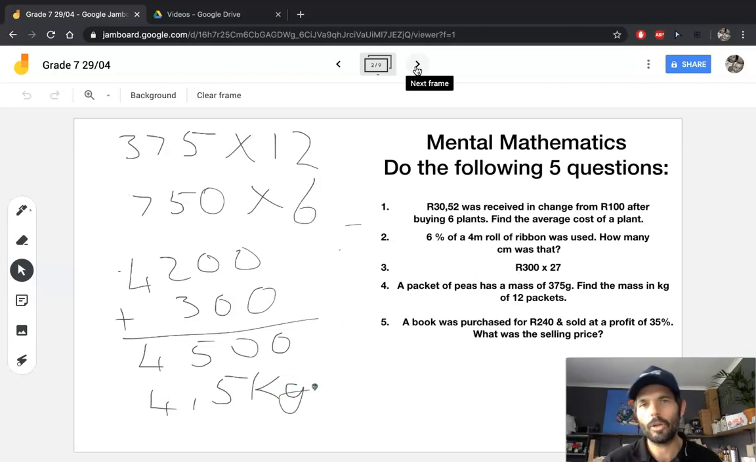Okay guys, so I like to show you as many methods as possible. I'm sure you've realized that by now, because I just believe there's more than one way to do things, and everyone's preference is different.